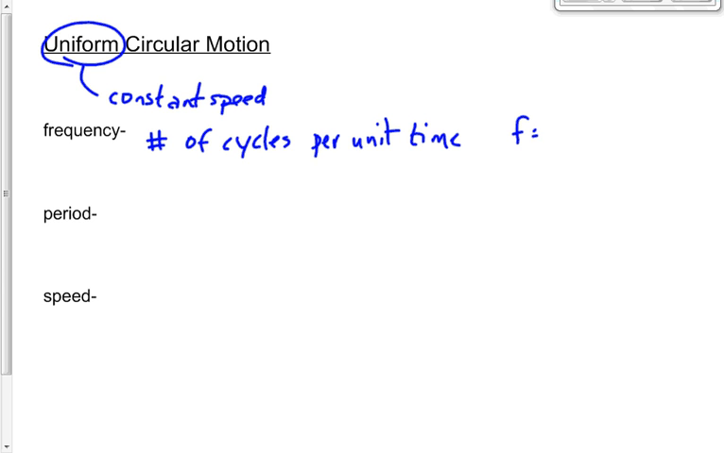We'll write down a little equation, although this equation isn't on your data sheet because it's more related to the definition than it is an equation. F is equal to the number of cycles over the amount of time.